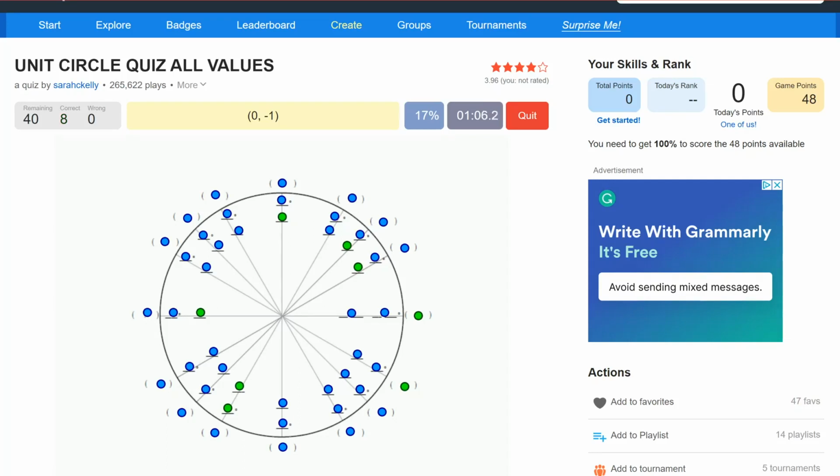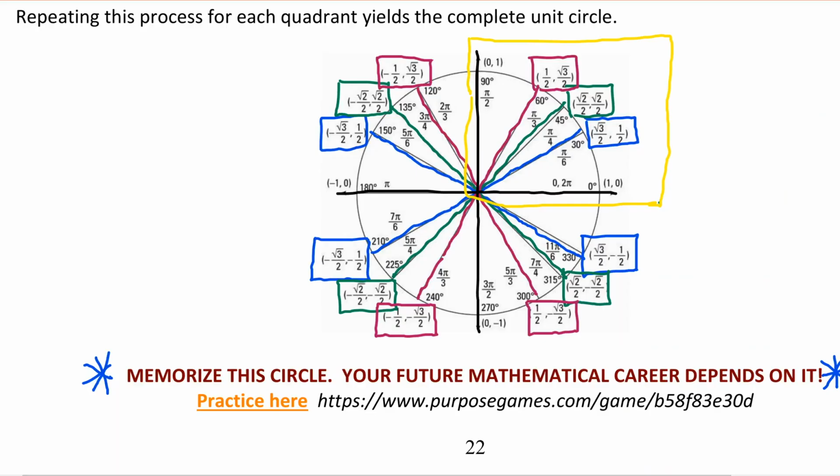This is a great way to drill and practice your unit circle. So please spend some time practicing. I cannot stress enough how important it is for you to know this unit circle. You will be sketching this out on papers from now until differential equations, so invest some time and learn it well.